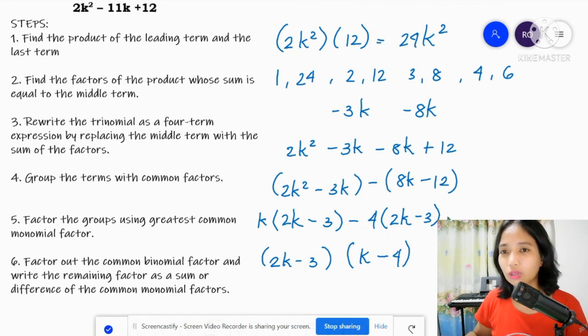Okay, so as a result, these are now the factors of 2k squared minus 11k plus 12. So ang factors niya ay 2k minus 3 and the other one is k minus 4.